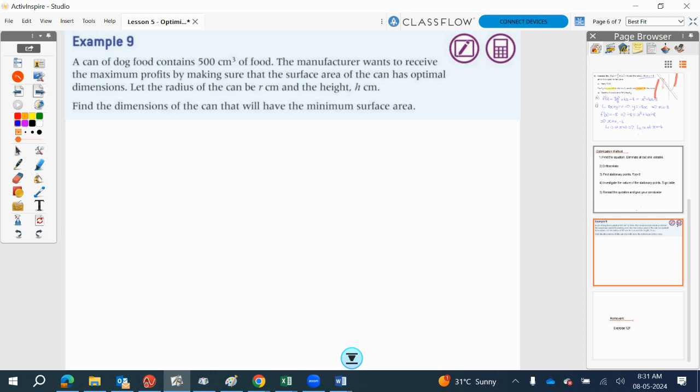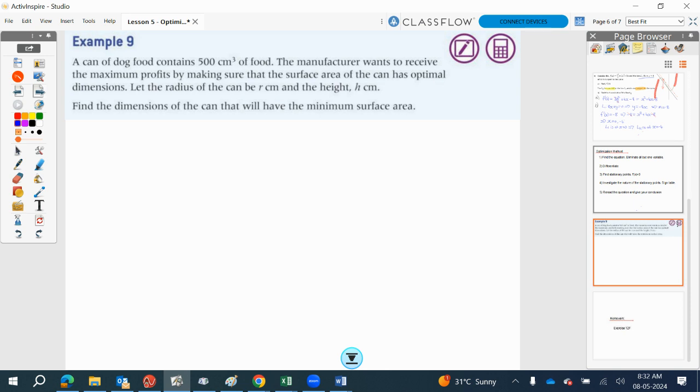So we are going to try a question now. I'm going to do it for you. A can of dog food contains 500 centimeters cubed of food. The manufacturer wants to receive maximum profits by making sure that the surface area of the can has optimal dimensions. Let the radius of the can be r and the height be h. Find the dimensions of the surface area.